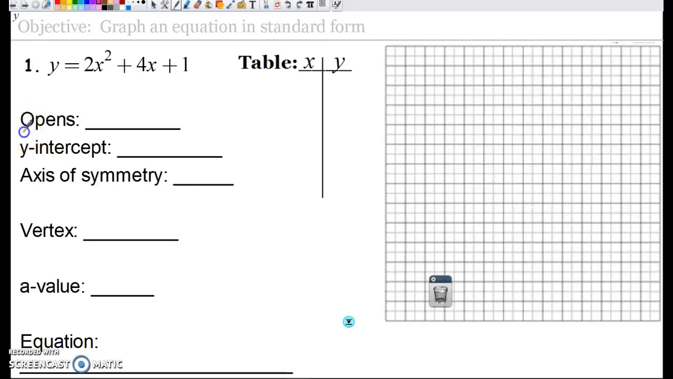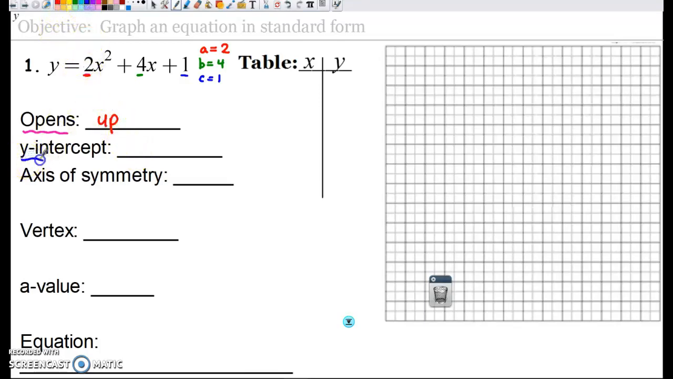The first thing we need to know is which way it opens, and the way we check which way it opens is by looking at the leading coefficient a. So it looks like here that in this parabola, a is 2, the b value is 4, and then the c value is going to be 1. Now the way we tell which way it opens is by looking at the a value and seeing whether it's positive or negative. Since it's positive, it opens upward.